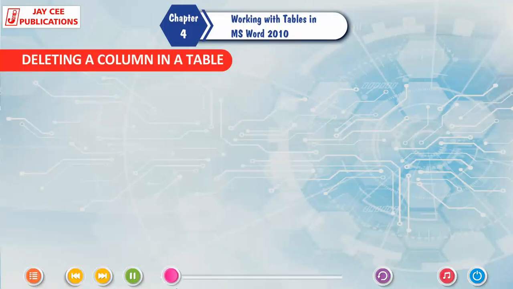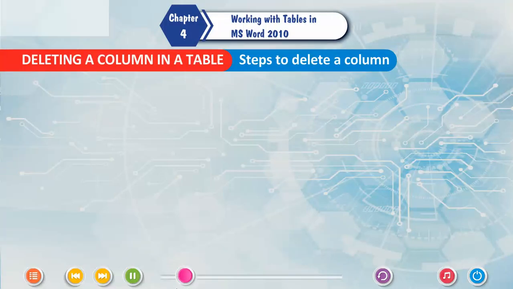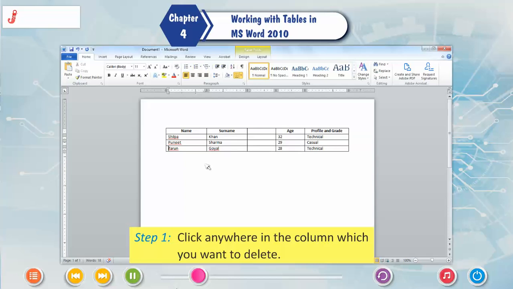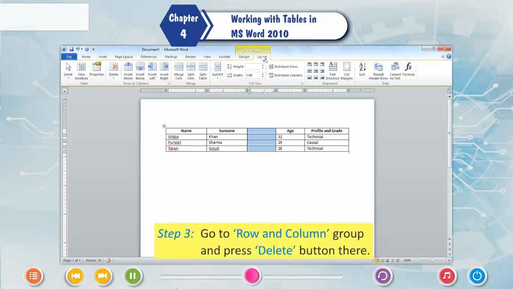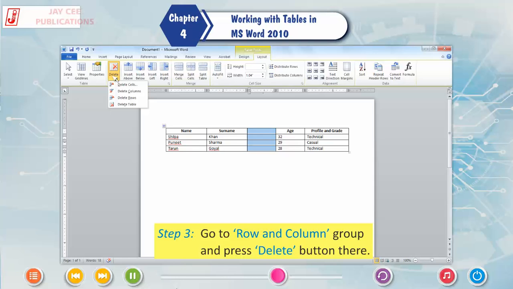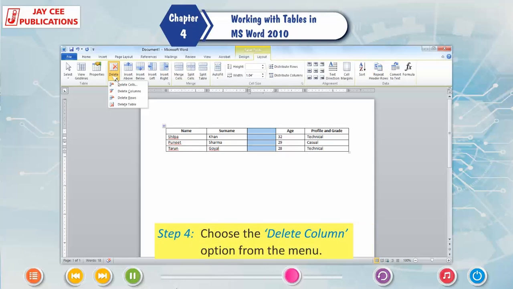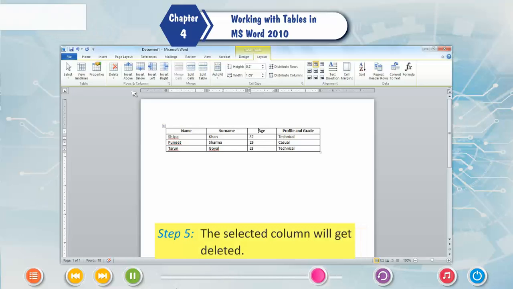Deleting a column in a table. Steps to delete a column. Step 1. Click anywhere in the column which you want to delete. Step 2. Now click on the Layout tab. Step 3. Go to the Rows and Columns group and press the Delete button there. Step 4. Choose the Delete Columns option from the menu. Step 5. The selected column will get deleted.